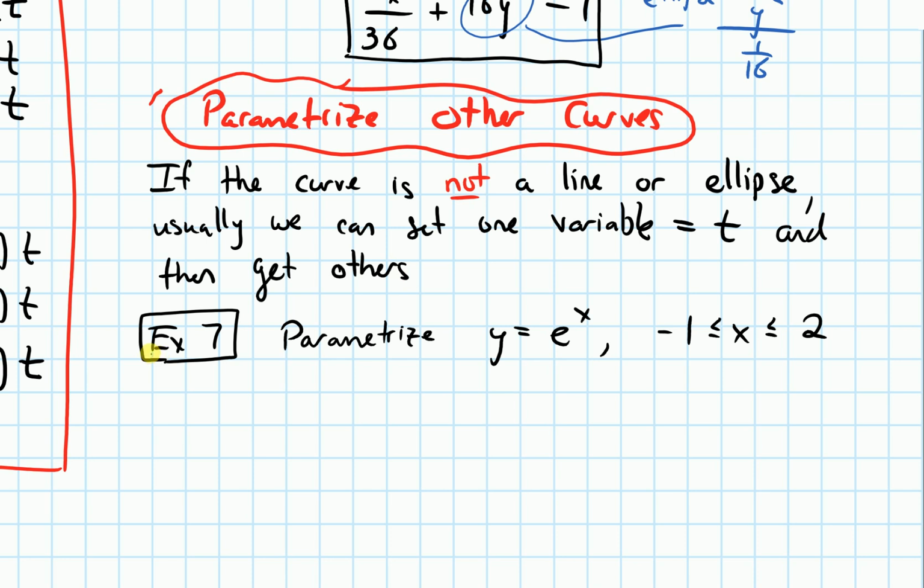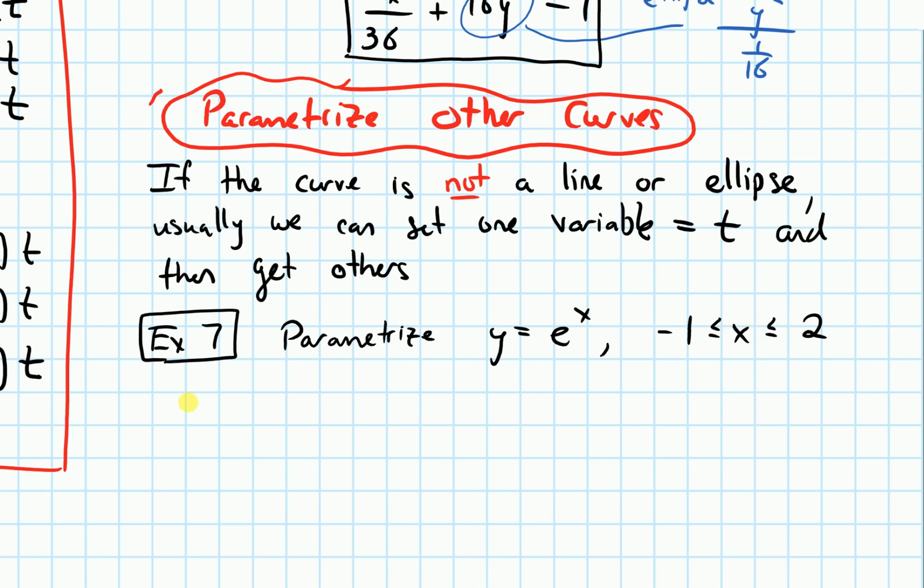So let's look at an example. Let's say I want to parameterize the curve y equals e to the x with a domain that x is in between -1 and 2 inclusive, so it can be both of those endpoints. Okay, so we are looking at just a tiny part of the graph of e to the x, where x is greater than or equal to -1 and less than or equal to 2.